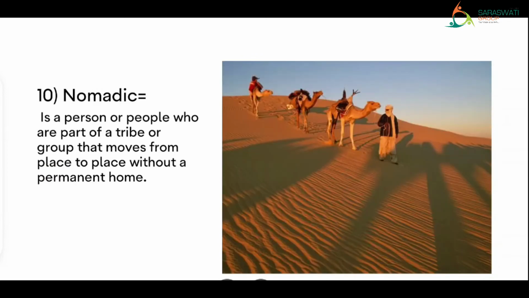Next, nomadic. Nomadic people are people who are a part of a tribe or group that move from place to place without a permanent house. So nomadic people are those people who don't live in a fixed place, but they keep shifting along with their belongings from one place to another. So such people are called nomadic people. What are they called? Nomadic people.